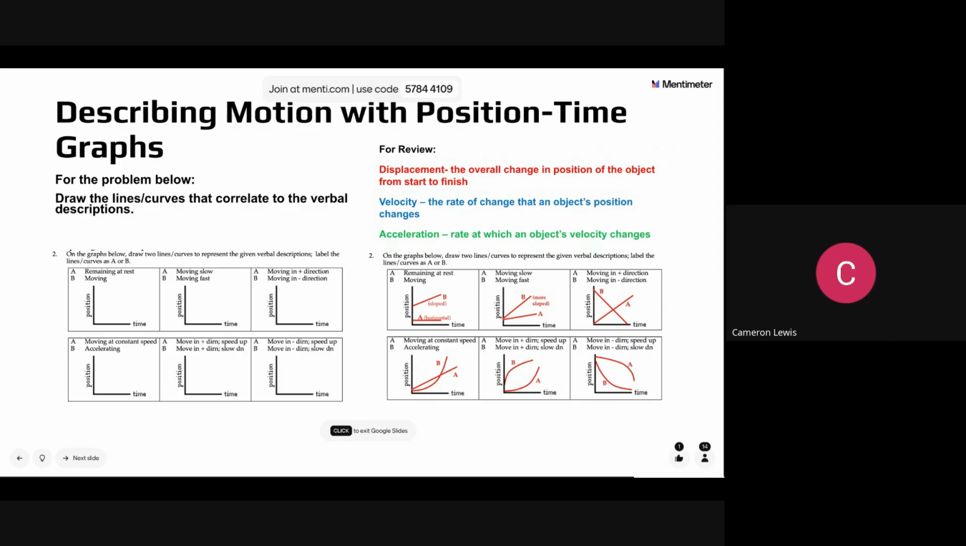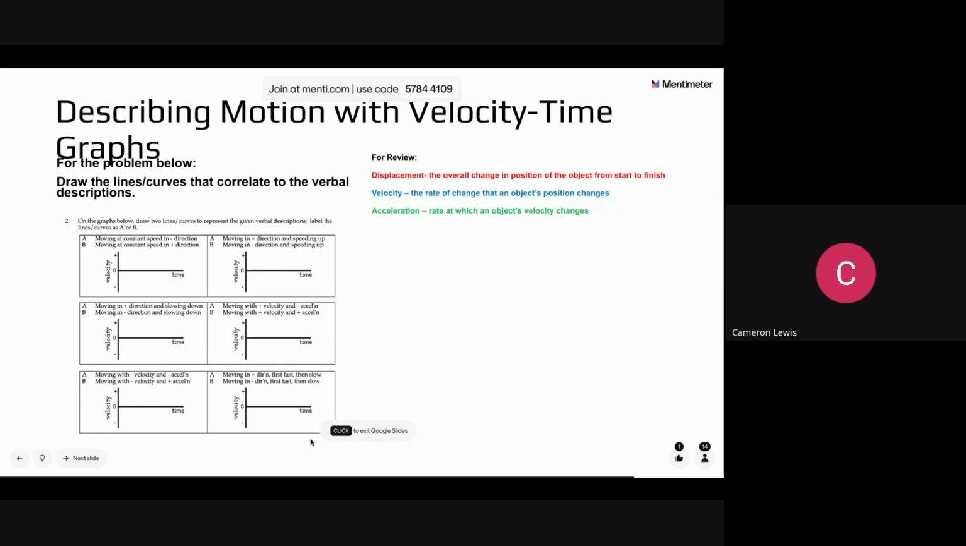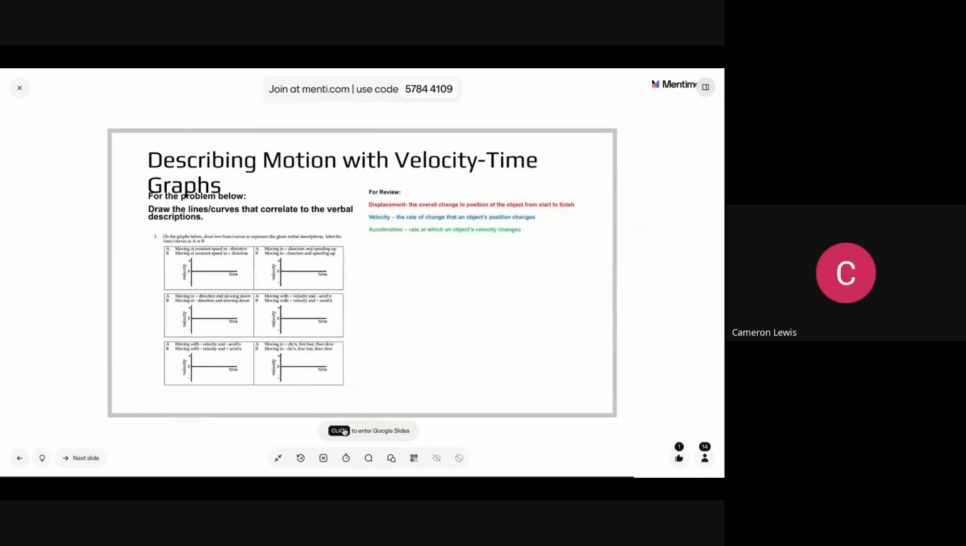But let me stop right there because I want to cover this real quick and introduce you to this before I let you guys out of here. I know we're a little bit over time. Hold on. I remember we were at position and time graphs. All right, let me click out.